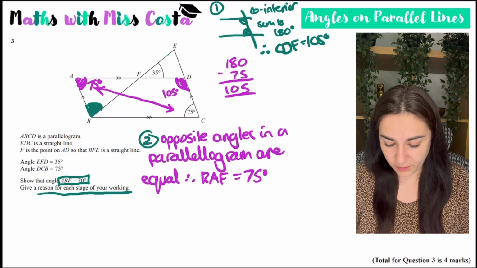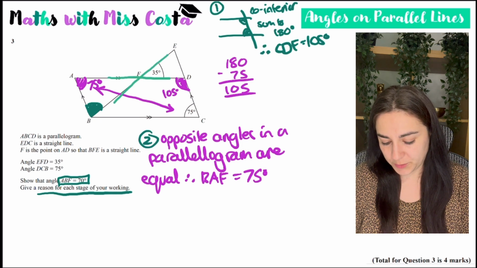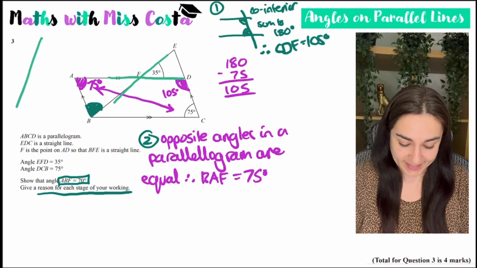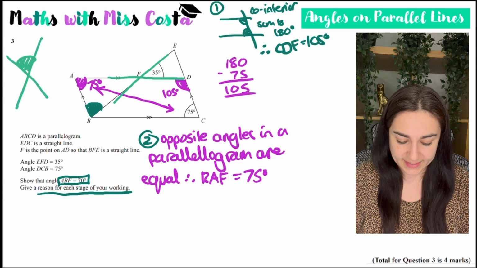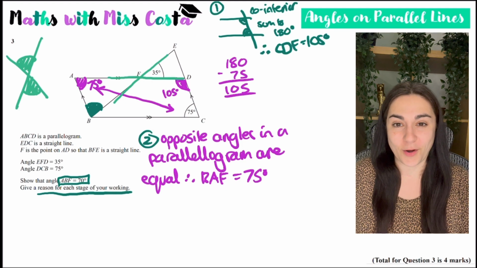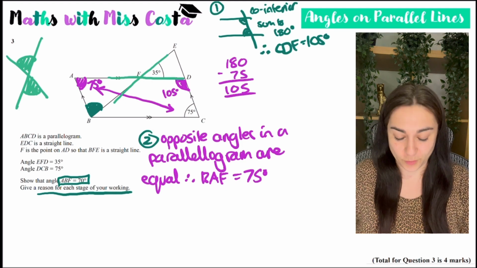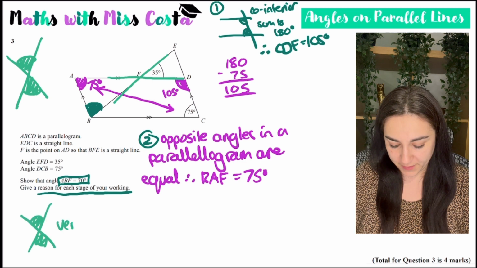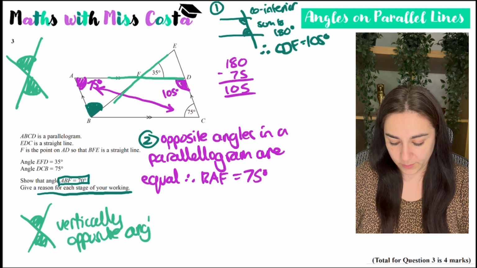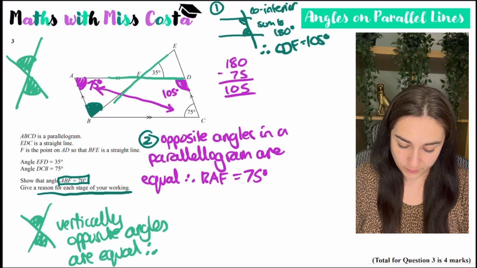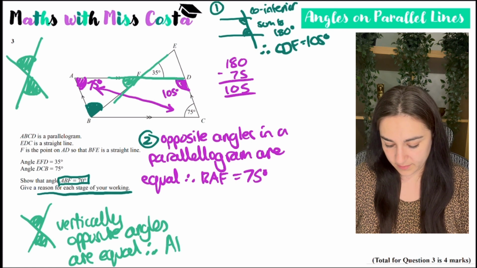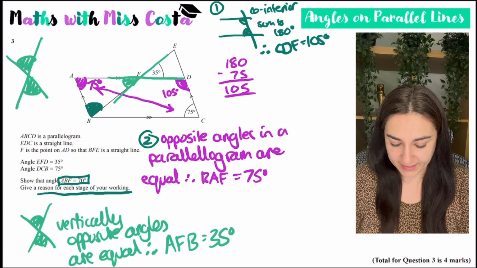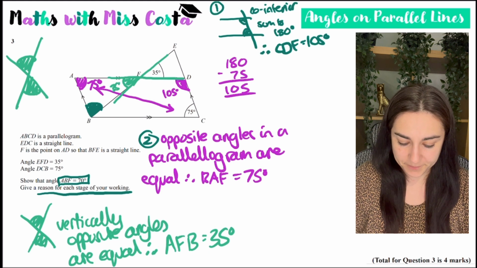And then what have I got here? Over here, I've got two straight lines that intersect. And whenever you have two straight lines that intersect, the angles that are opposite each other in that X form are called vertically opposite angles, and I know that they are equal. So vertically opposite angles are equal. Therefore, I know that angle AFB is going to be 35 degrees because it's vertically opposite to this one here.